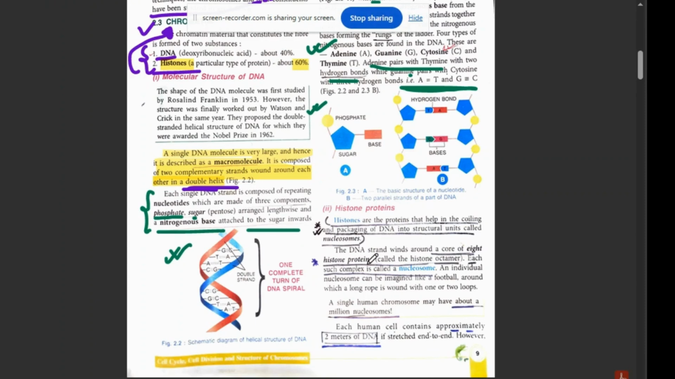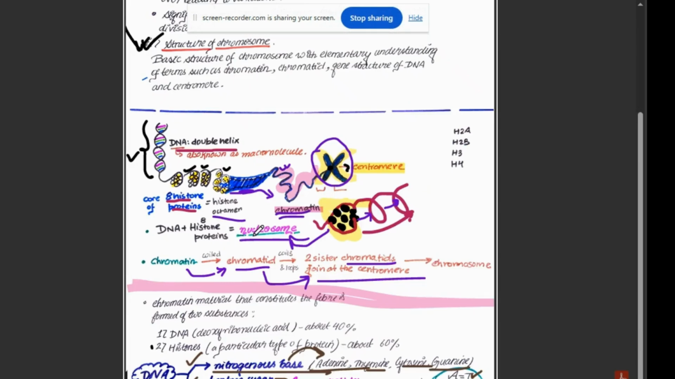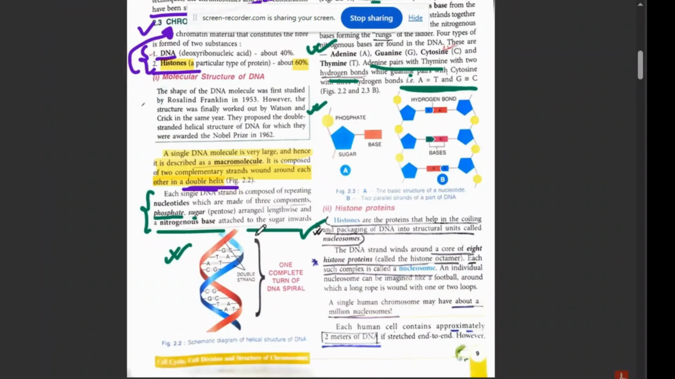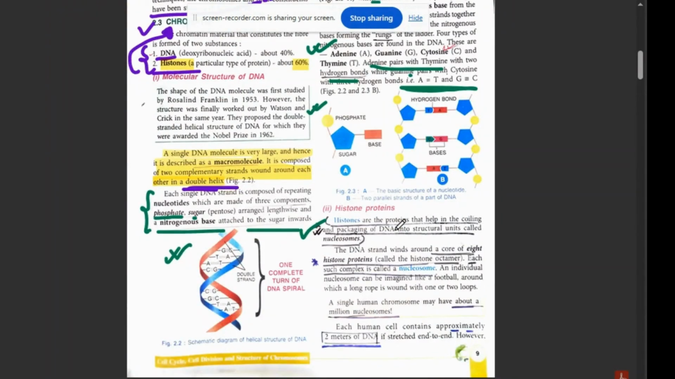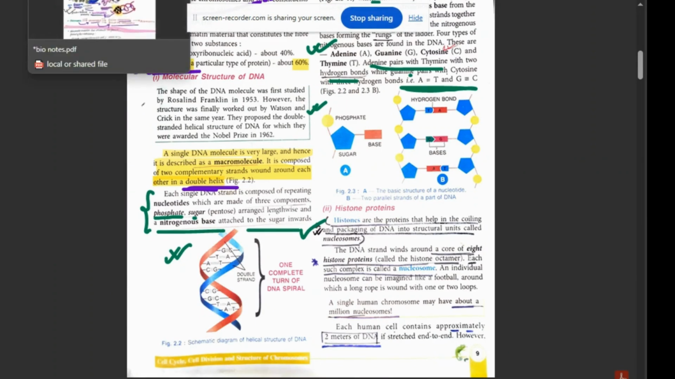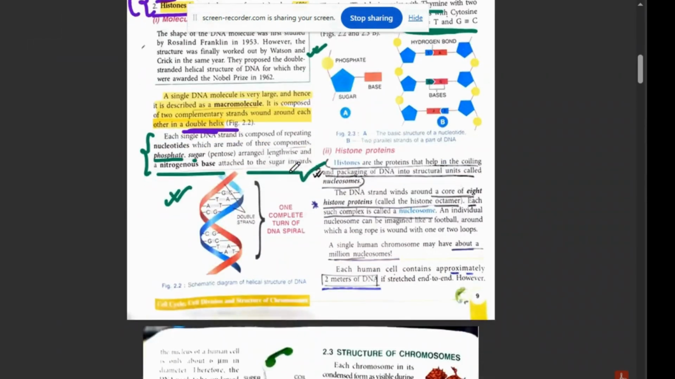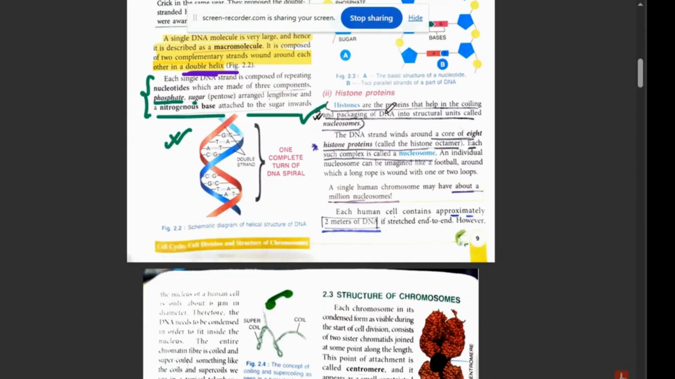Okay. Histone proteins. Histones are the proteins that help in the coiling and packaging of DNA into structural units called nucleosomes. We have already read that. But this is the nucleosome. See, the thing is that in these whole 2 pages, the flow isn't that good. That's the reason I first explained the whole flow to you, and then I am going as it is given in the book. So the way I teach, I hope you find it easier.